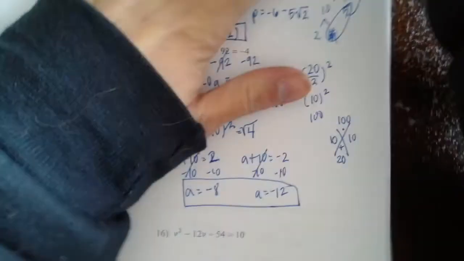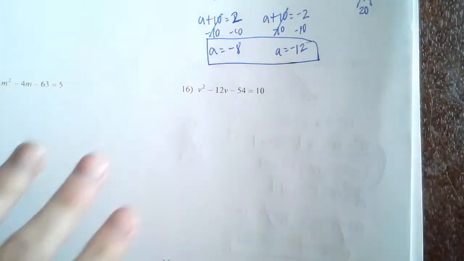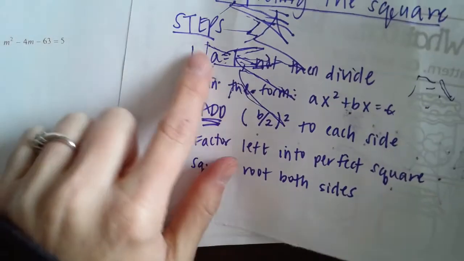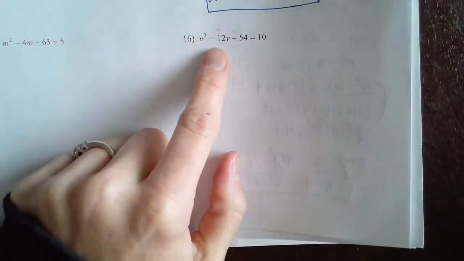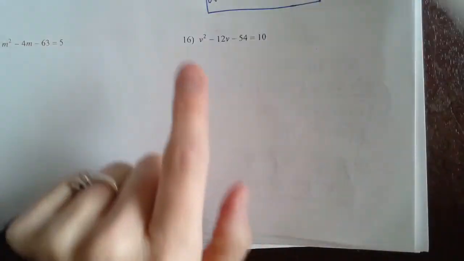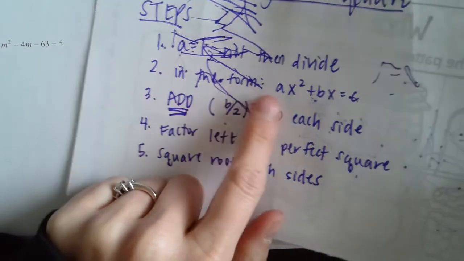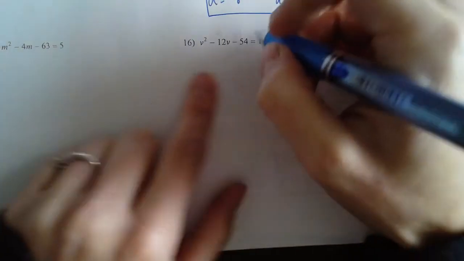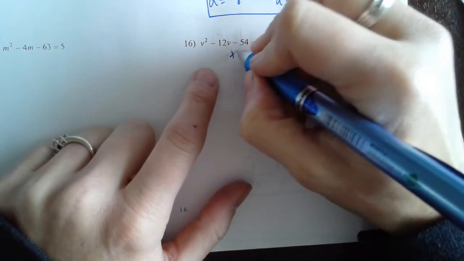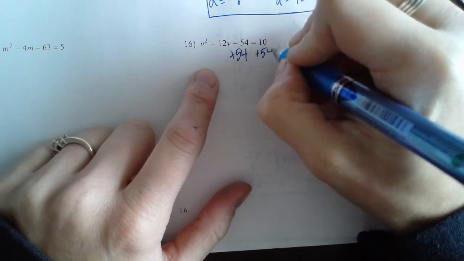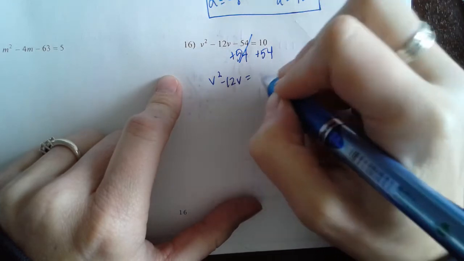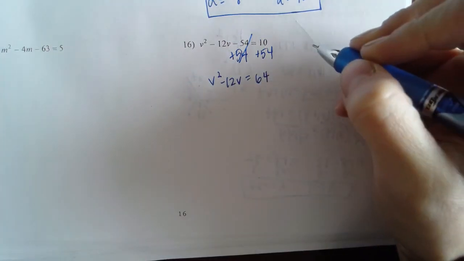Okay, number 16. Remember, if it goes too fast, you can always rewind and pause. Okay, let's look at our steps. If 1 is equal to a, we're good. Oh, it is. Okay. Or if a is equal to 1. And now we need to get it in the form ax squared plus bx equals c, so we're going to move our c value over. So we're going to do the opposite of minus 54, which is add 54 to each side. So now we have v squared minus 12v equals 64.